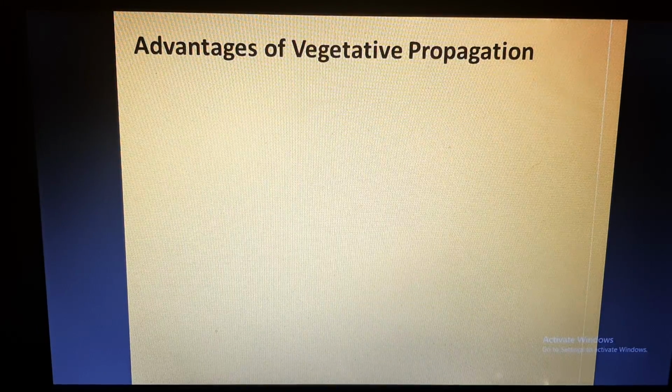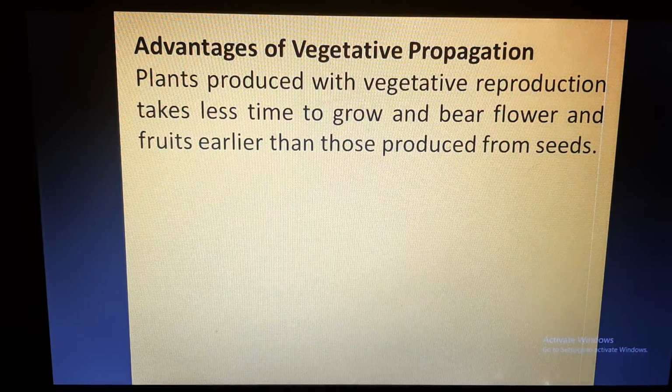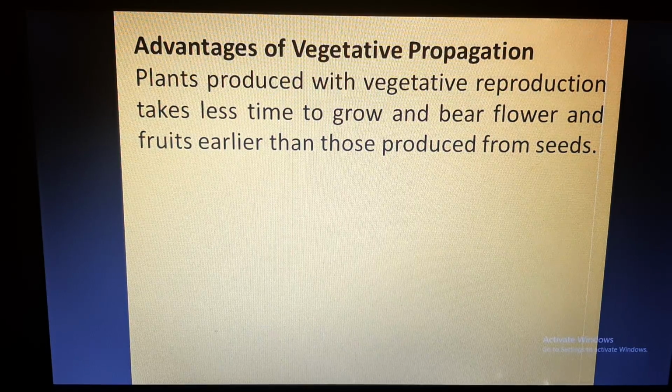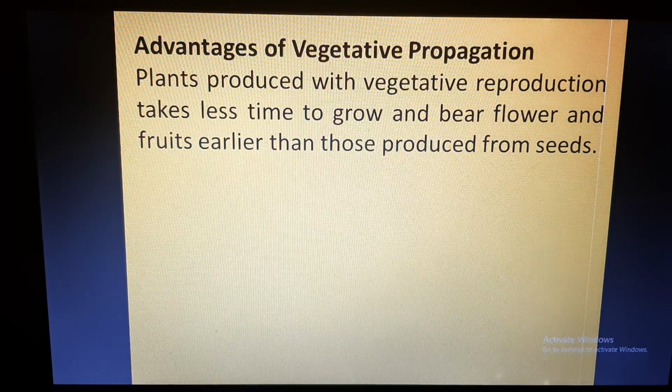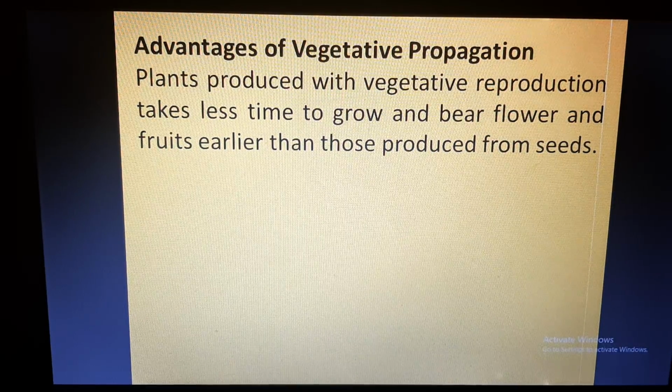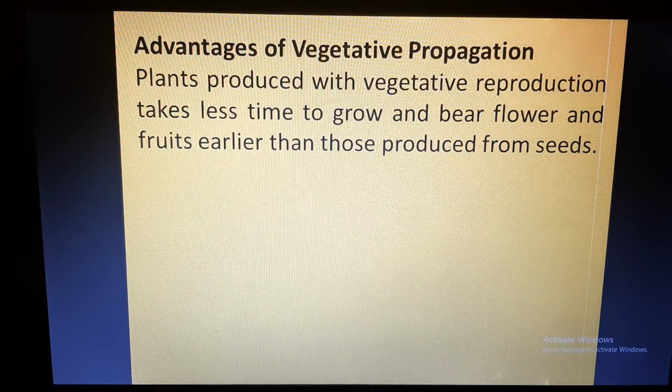Now what are the advantages of vegetative propagation? Plants which are produced with vegetative propagation take less time to grow and bear flowers and fruits earlier than those produced from seeds. If you take a seed, you will germinate it, it will grow into a plant, it will bear flowers, then it will pollinate, and it will make a fruit and then seed. So this is a very long process. But reproduction through vegetative propagation is a comparatively shorter process.